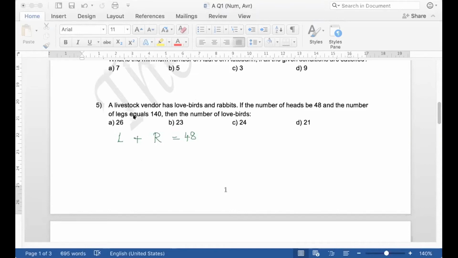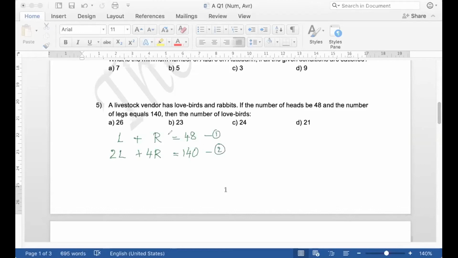Now it says that the number of legs together is 140. The lovebird has 2 legs, correct? And rabbit has 4 legs. So 4 legs for each rabbit. We have no idea how many rabbits, but that together is 140. So ultimately, these are two equations. How do we solve it? Equation number 1 and equation number 2.